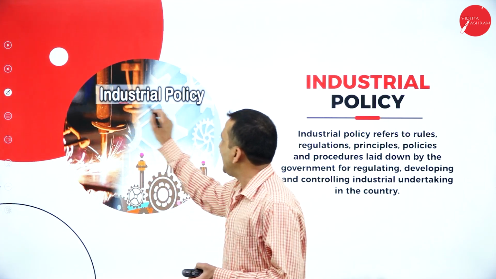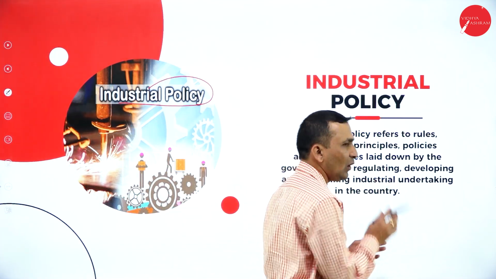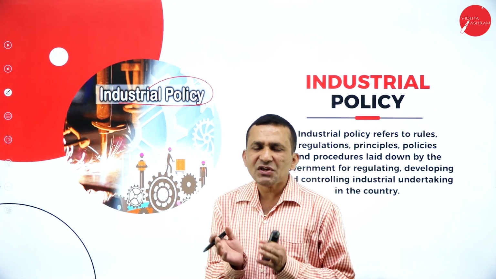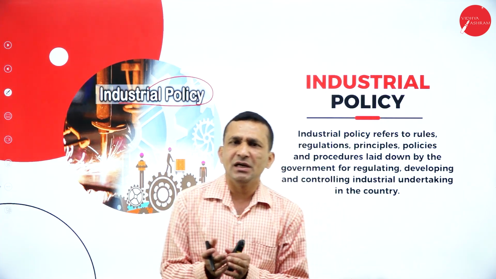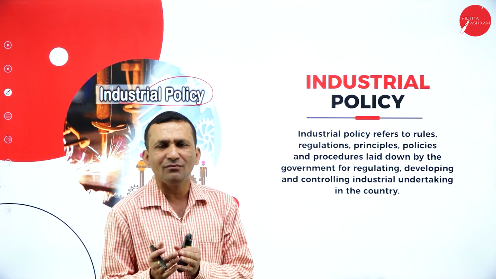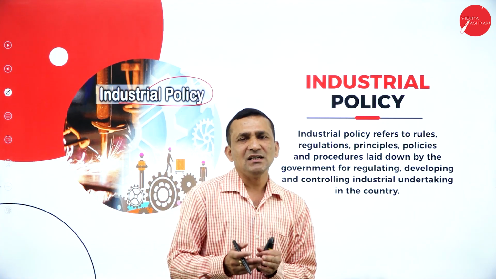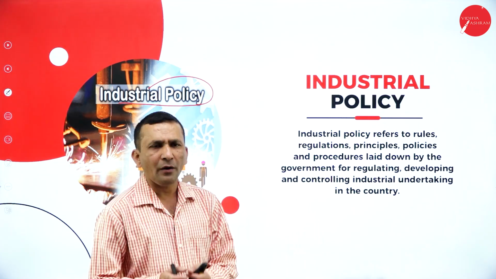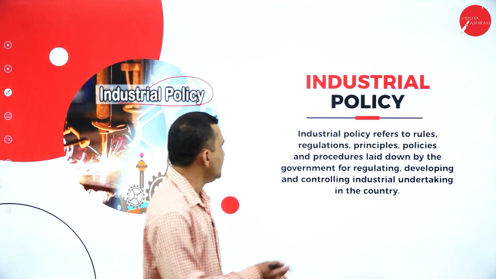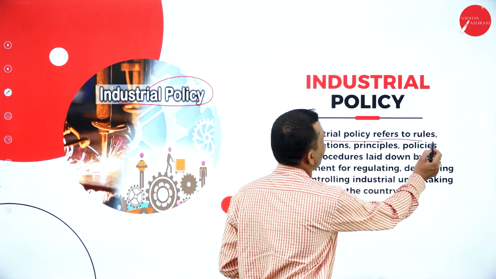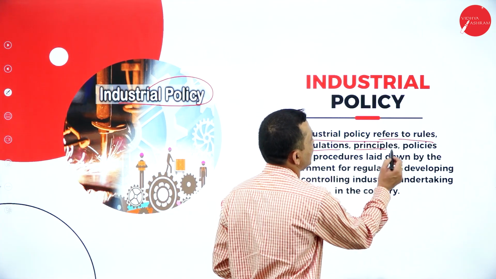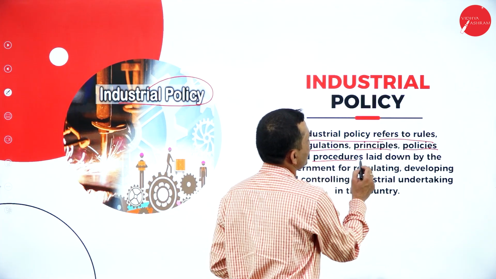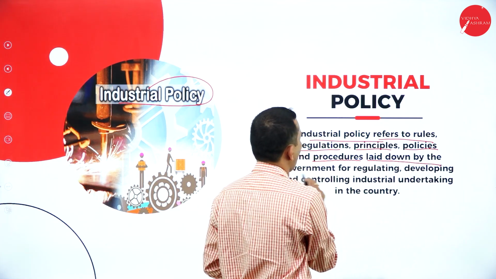So the first one, industrial policy. What exactly is the meaning? When the industrial operation, when the industry, you have to maintain something uniform. So that's what the basic guidelines and rules and regulations, which obviously the industry wants to follow. So the industrial policy refers to rules, regulations, principles, policy and procedures laid down by the government.